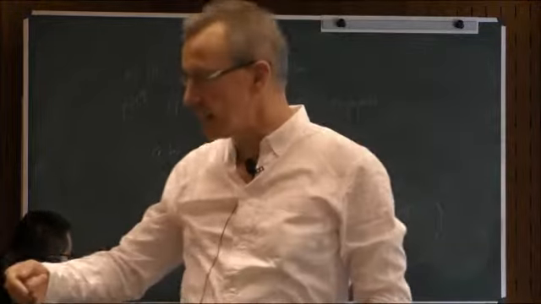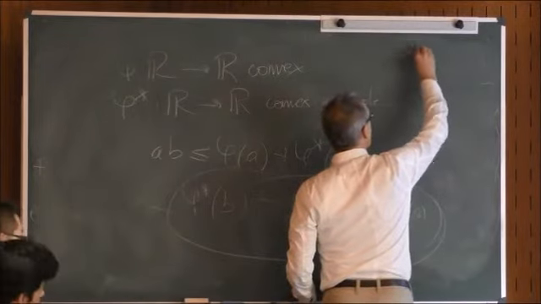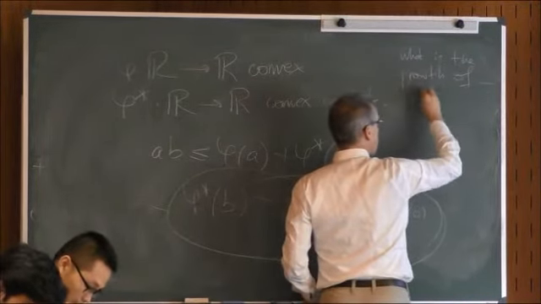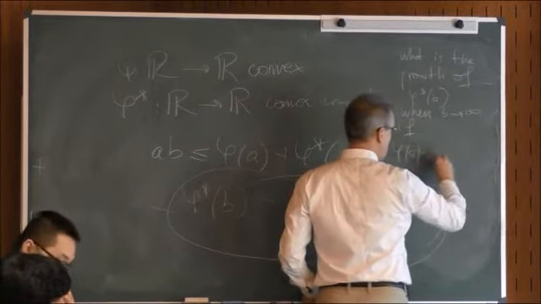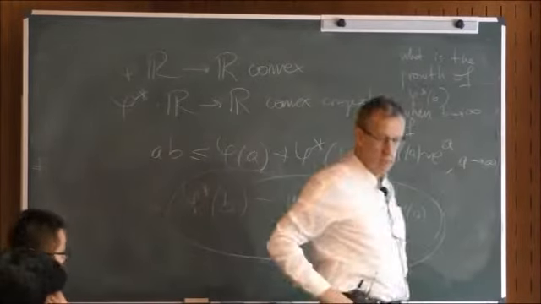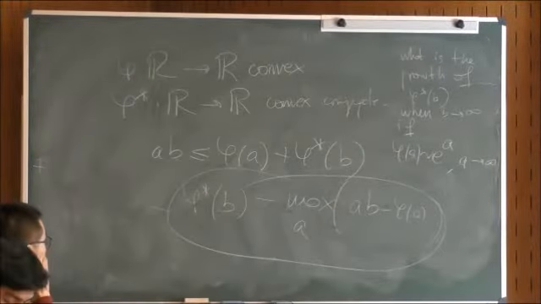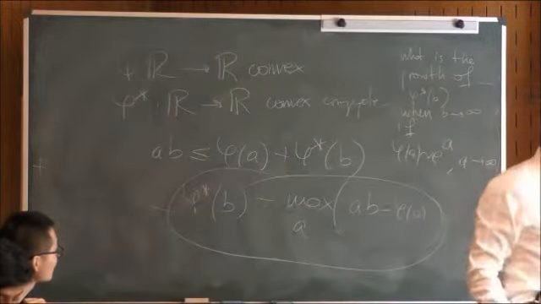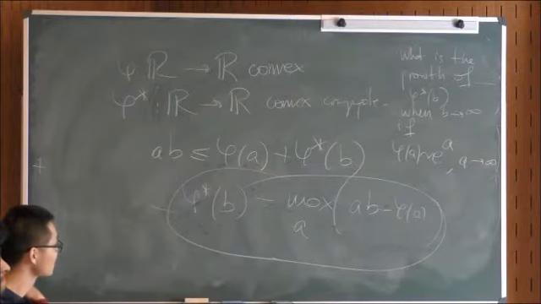Okay? And then the last exercise is, please tell me what is the growth of phi star of b when b goes to infinity if phi of a grows like exponential a when a goes to infinity. So according to you, assume you were in a desperate situation and your life depended on saying a word that will be related to the answer. Just one word. Okay, I let you play this game.